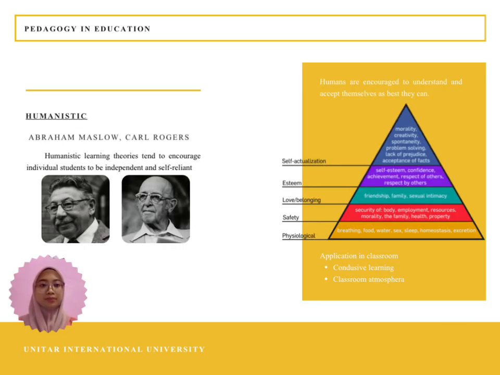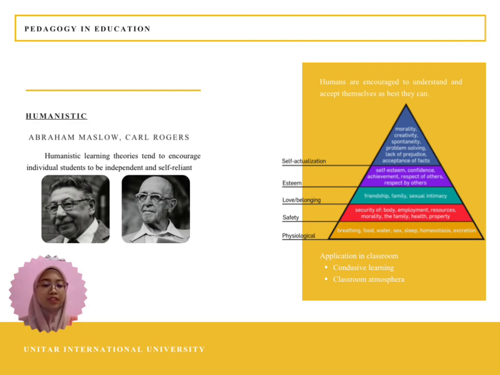The last theoretical approach is humanistic theory by Abraham Maslow and Carl Rogers. These humanistic learning theories tend to encourage individual students to be independent. Based on the theory by Abraham Maslow, humans need to understand and accept themselves the best they can. Maslow's hierarchy chart shows how important human basic needs are. The hierarchy chart contains self-actualization, esteem, love and belonging, safety, and physiological needs.